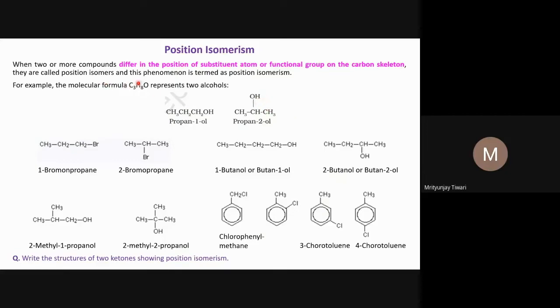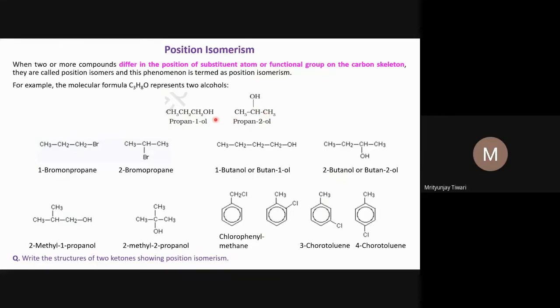So the compound with the molecular formula C3H8O, this oxygen atom, represents two alcohols, and the OH is the functional group in this case. So these are two compounds. The longest chain of the carbon skeleton still contains three carbon atoms in both cases. So the chain length is not different, so they are not chain isomers. But what we see is the difference: the OH group is attached here to the terminal carbon atom, and in this case it is attached to the middle carbon atom.